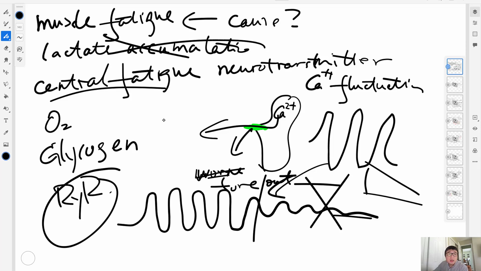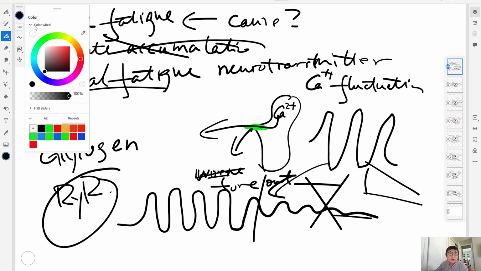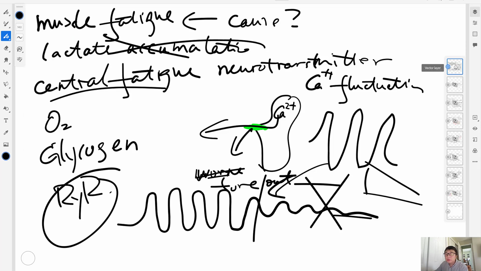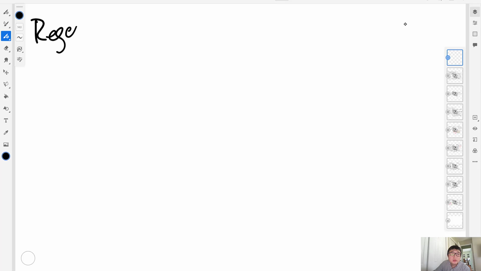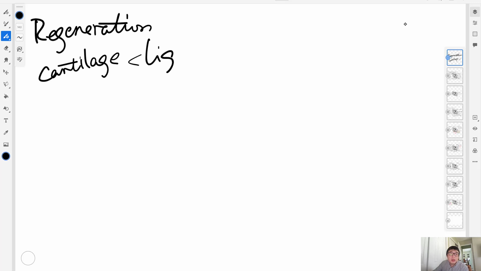And lastly, let's talk about muscle regeneration. We have mentioned regeneration in almost all the tissues. What has the lowest regeneration? It's the cartilage. Cartilage basically has no regeneration at all. Slightly better than cartilage is the ligament, a little. And what's better than ligament is the tendon.